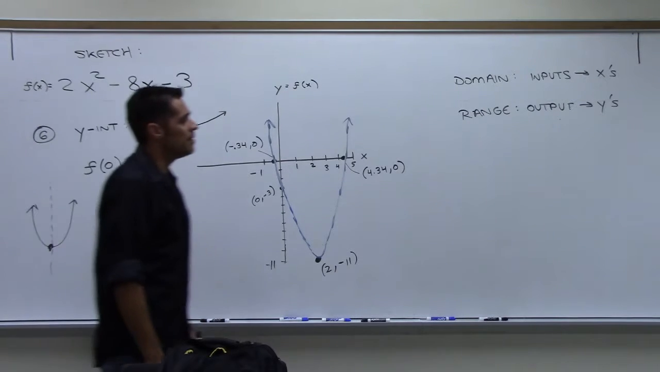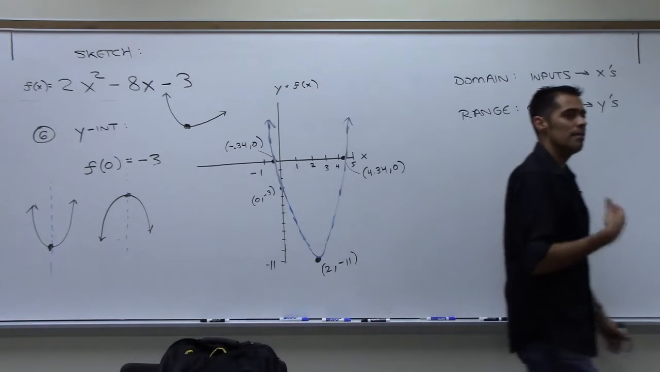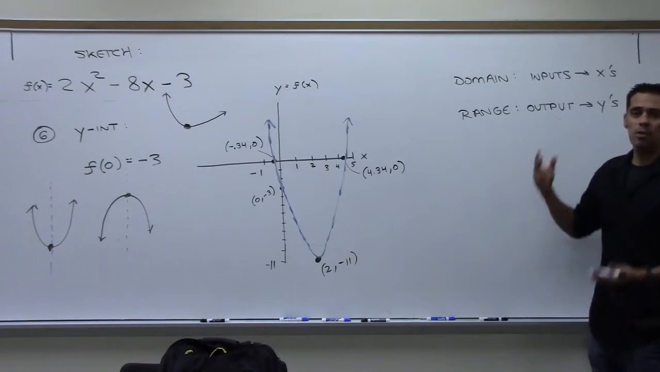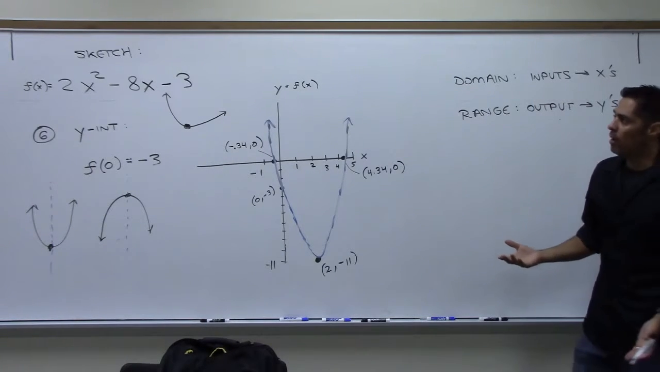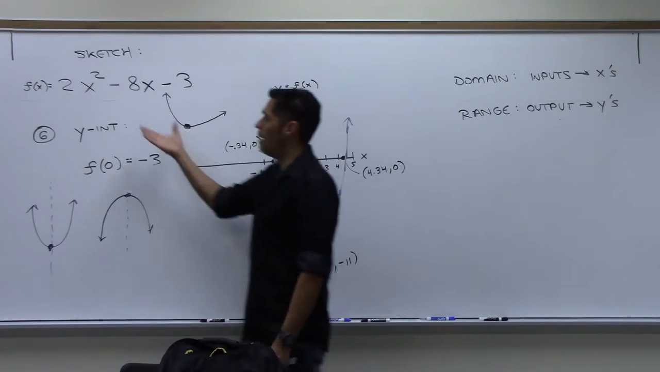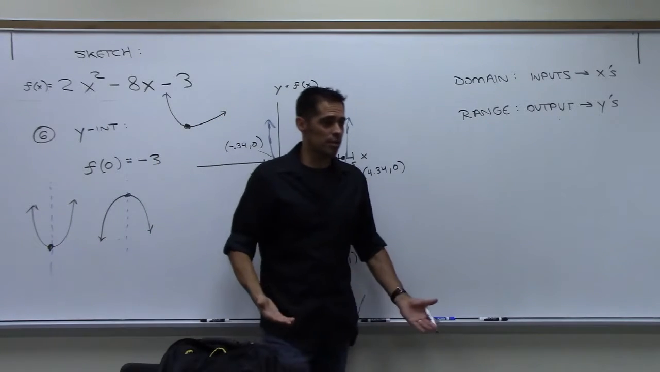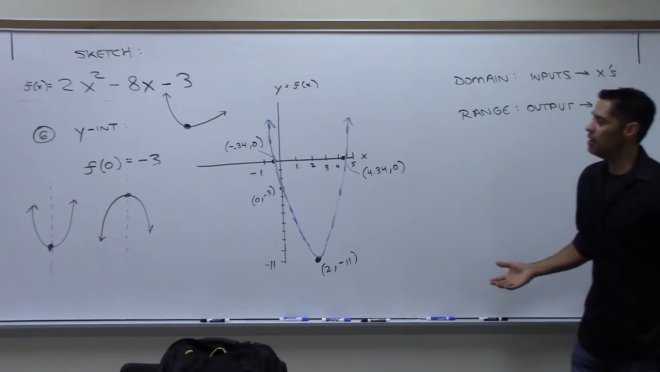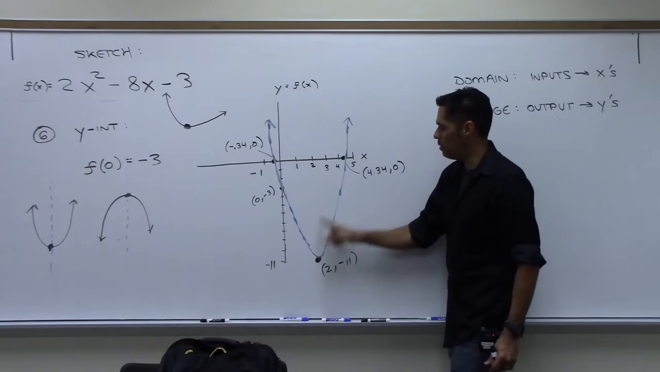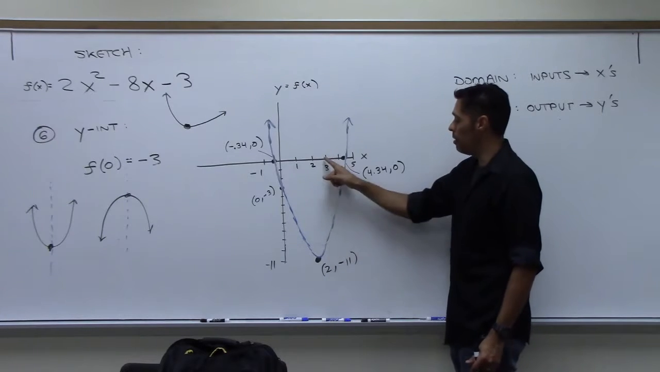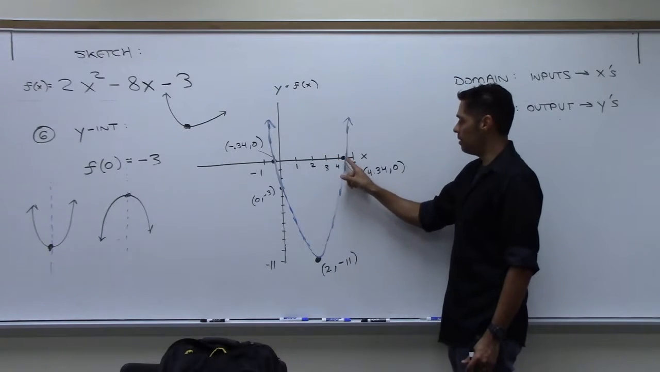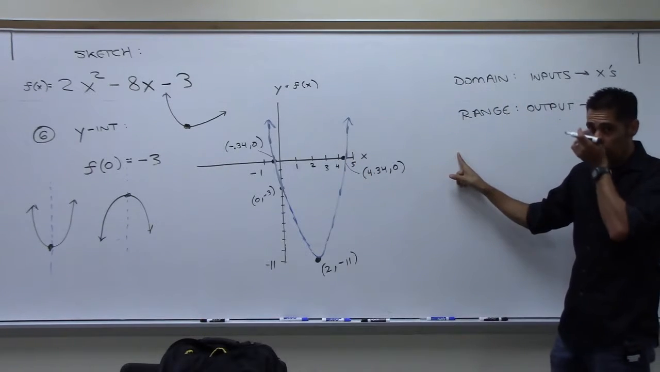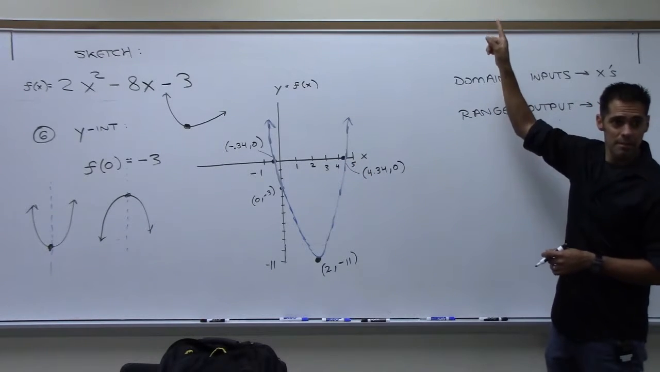So this domain thing is saying, what are you allowed to plug into the function? What are you allowed to plug in? Well, the good news is with all parabolas, there are no restrictions. You can plug anything you want into a parabola. You can plug in the number 2, it's going to spit out a number. You can plug in 3, it's going to spit out a number. You can plug in 4, it's going to spit out a number, right? If I plug in the number 10, is it going to spit out a number? Yeah, somewhere up there, right?